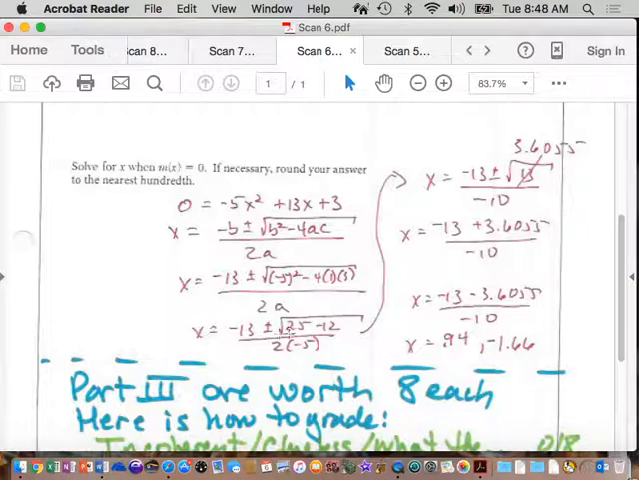So I'm going to get negative 13 plus 15.13, that's 2.13 divided by, so it's 0.21, negative 0.21, and then negative 13 minus 15.13, that's negative 28.13 divided by negative 10, negative 2.8 something. Okay, so it should be negative 2.8 something and then whatever I said before that.